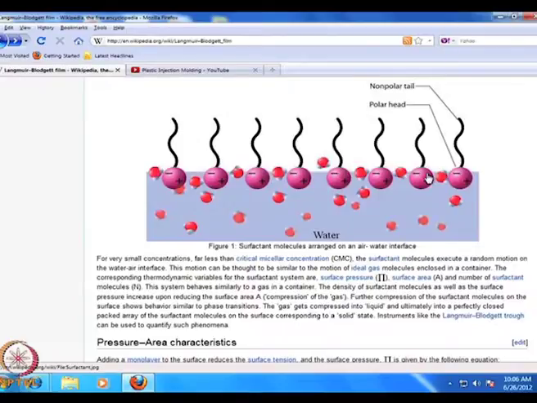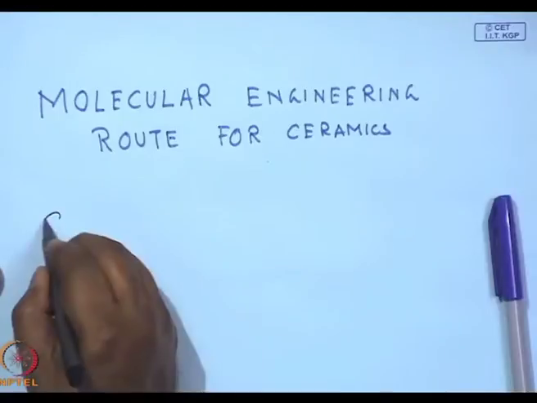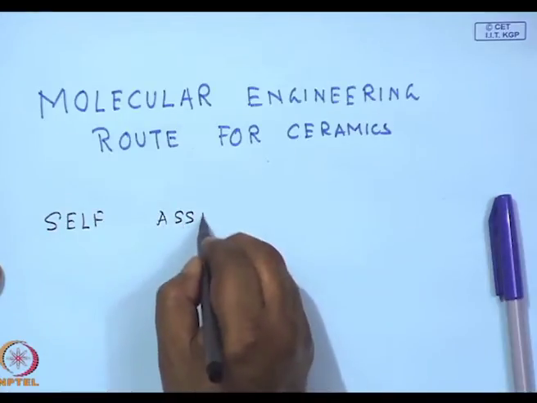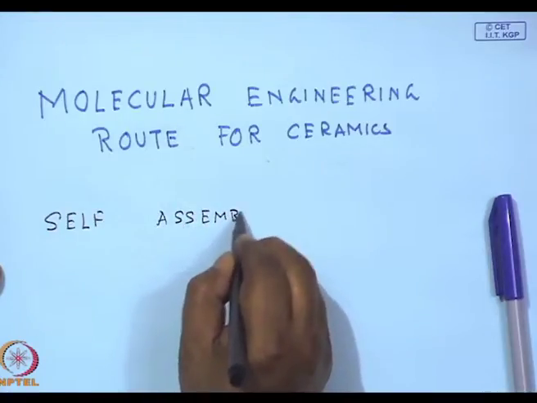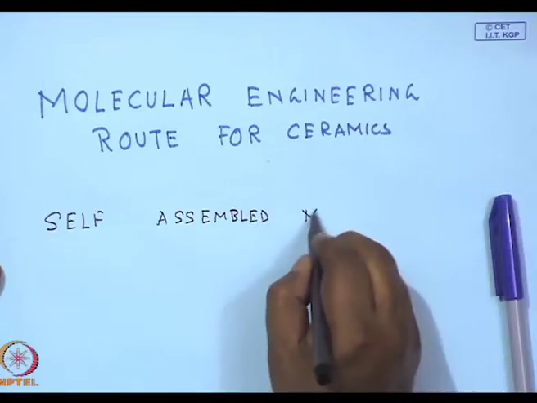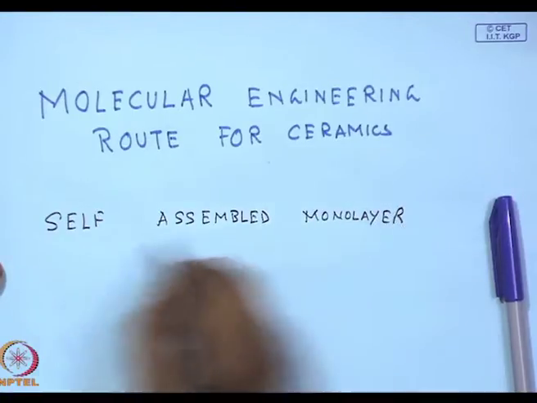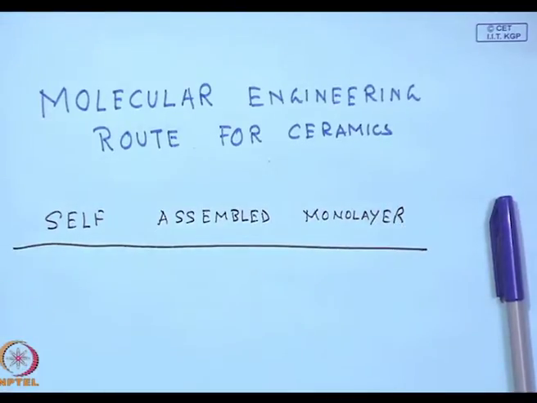You see, what Langmuir-Blodgett did at that start, it is basically what we call self-assembled monolayer.